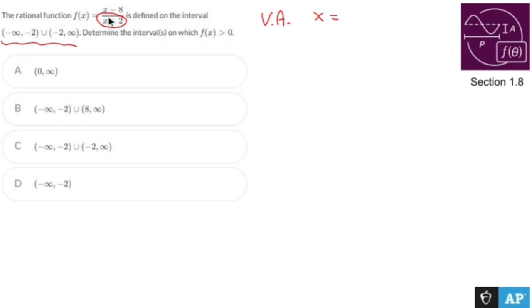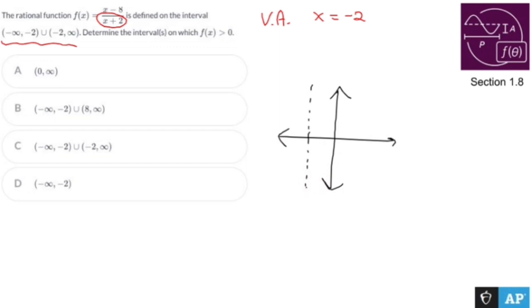If I were to plug in -2, if x was -2, that would make the bottom 0, so that is a vertical asymptote. So if I were to begin drawing a picture right now, what I know is this: at -2, vertical asymptote, my graph isn't going to touch it.